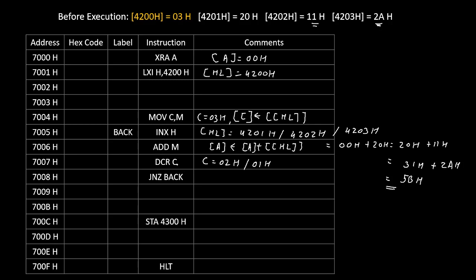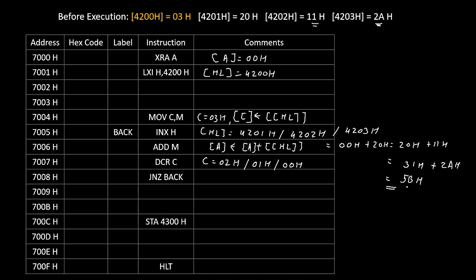Then again we decrement the counter by 1. The previous value of the counter was 01, and now it becomes 00H. This instruction says jump if not zero: if the counter is not 0, go back. But this time our counter has become 0, so we come out of this loop and store our answer on 4300H.